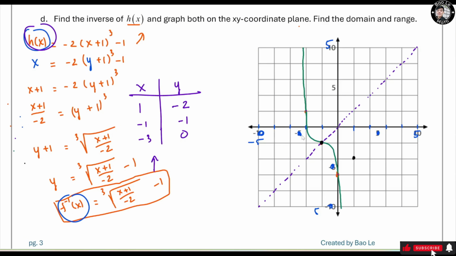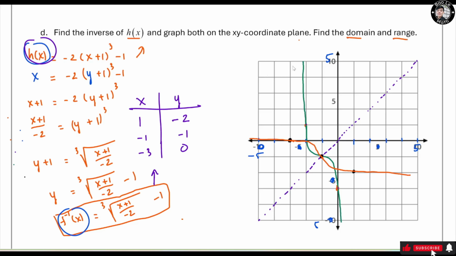-3, 0 is going to be right here. Now we're going to connect these dots, so it could be something like this. We need to find the domain and range of both functions right here. So the domain and range are the same. It could be -infinity to +infinity, right?